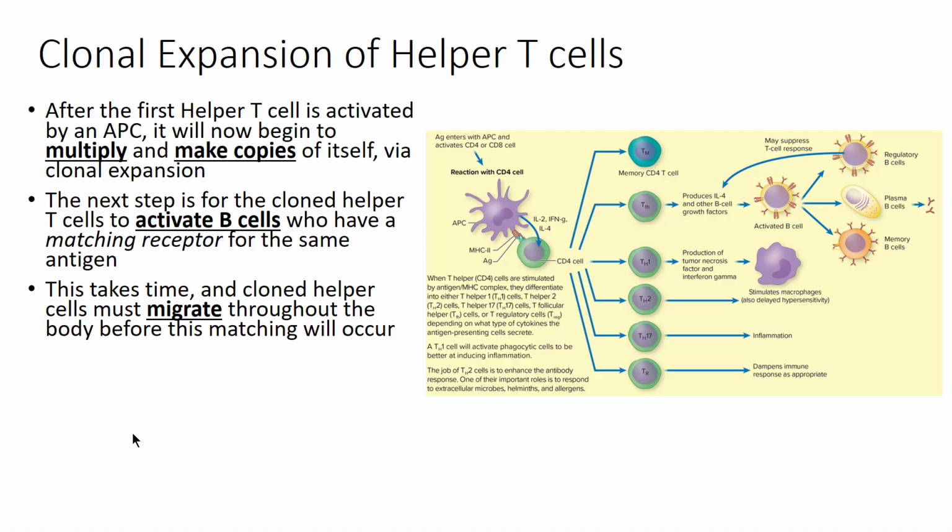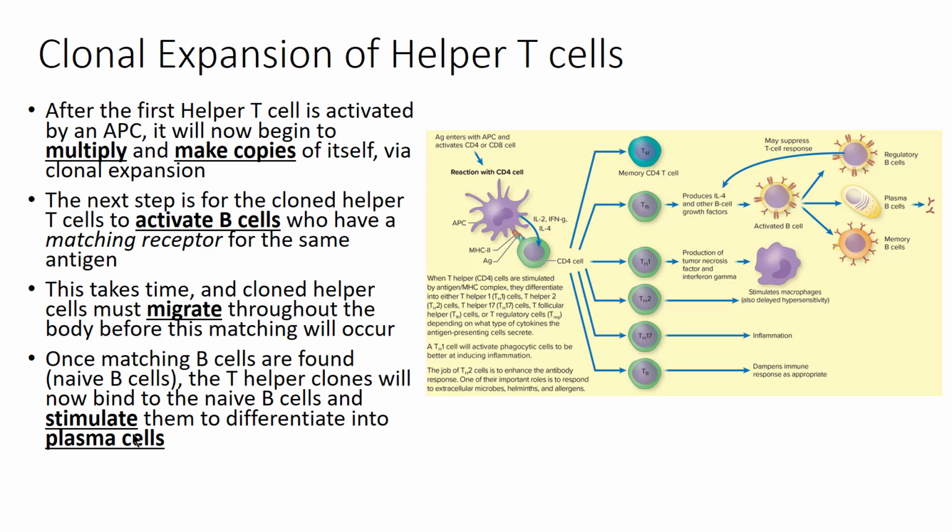You have more migration happening. Once a matching naive B cell is found, the helper T cell will activate that B cell and stimulate it to turn into a plasma B cell, or plasma cell, which will then go on to start secreting antibodies. And it's really the antibodies that start to have the effect, not necessarily the B cells themselves.